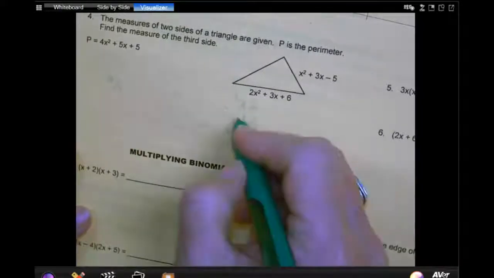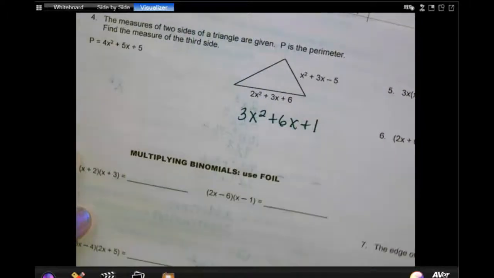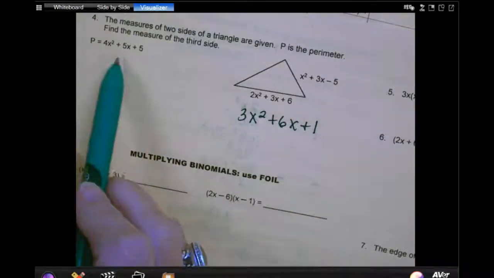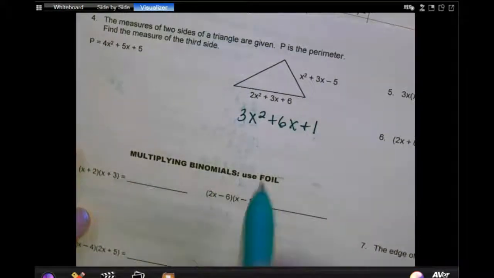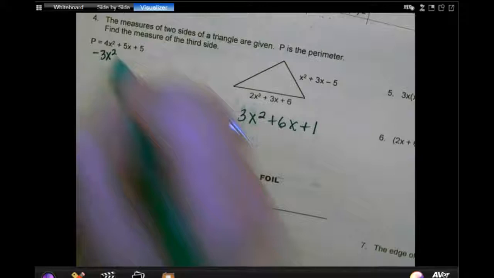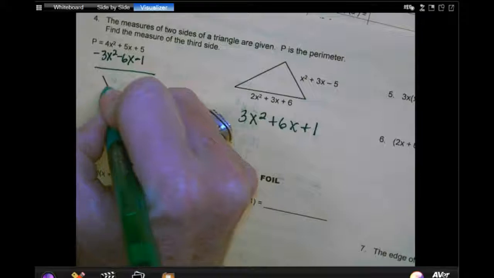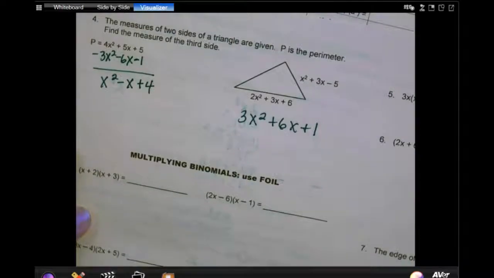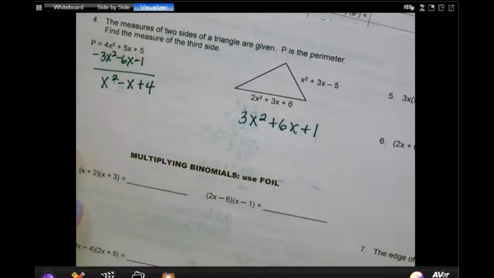So when I add these two together, I get 3x squared plus 6x plus 1. Then I'm going to take this and I have to subtract it from the perimeter. So when I subtract, I have to change all the signs, right? So I'm going to have minus 3x squared minus 6x minus 1. And that gives me x squared minus x plus 4. So we just took this and changed all the signs and subtracted.